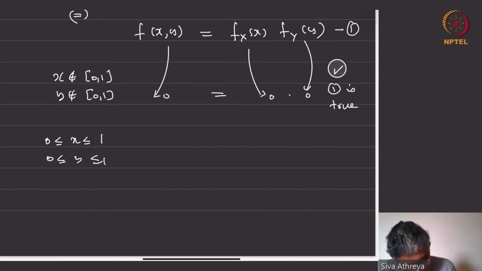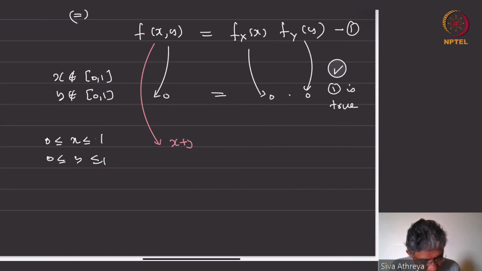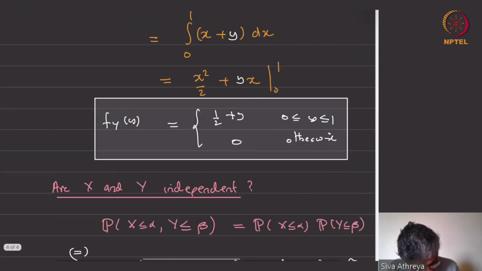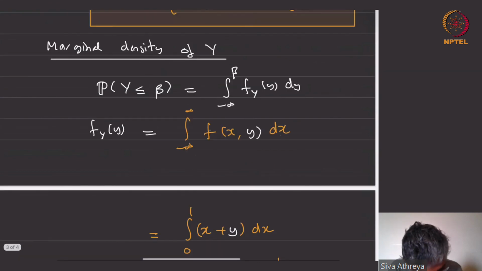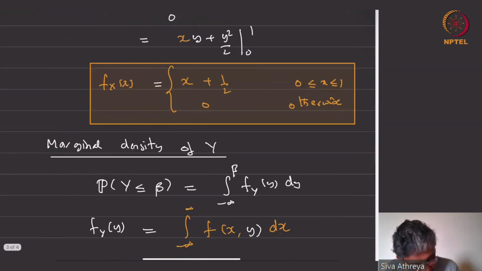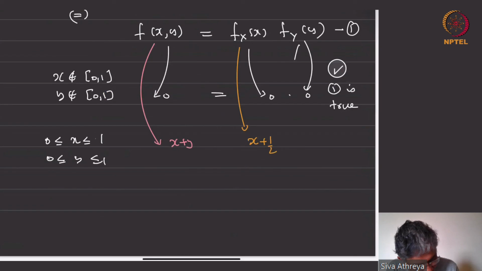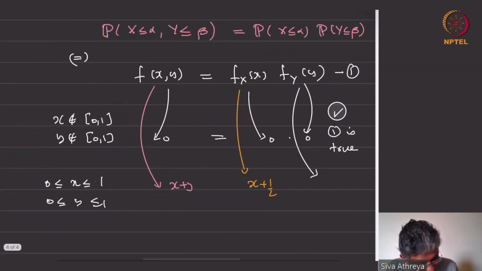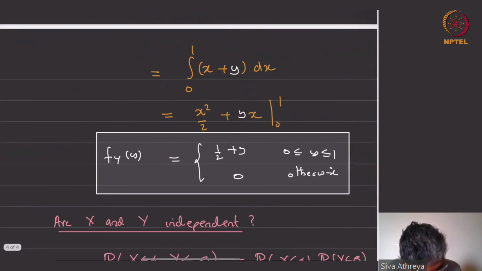Then what happens? The joint density comes out to be x plus y, because that's the definition of the joint density we saw. What is f sub x of x? Let's make it orange. You go up here, f of x is x plus a half. And what's this going to be? This is also y plus a half. So it's this times y plus a half.